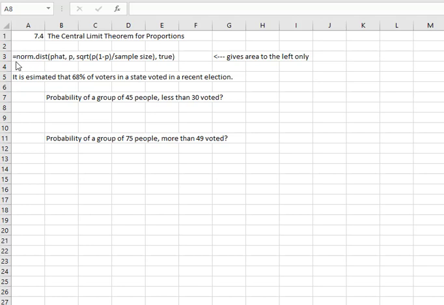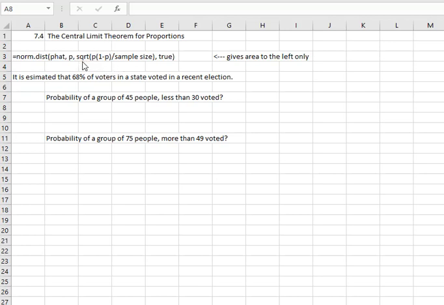The Excel command for this is very similar. It's going to be equals norm.dist. Instead of x bar or the x, our interesting value is going to be p hat. P hat is the proportion from the sample. Be very careful not to confuse it with p, our next argument. P is the proportion from the population. So first is your sample, comma, then the population proportion, which acts like the mean in the command, comma.